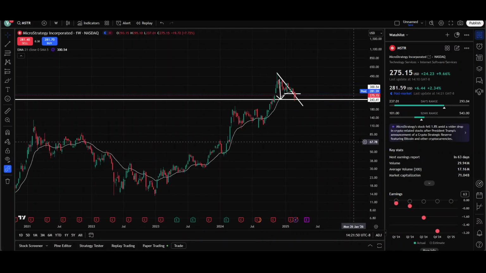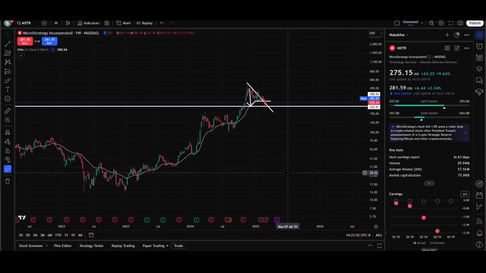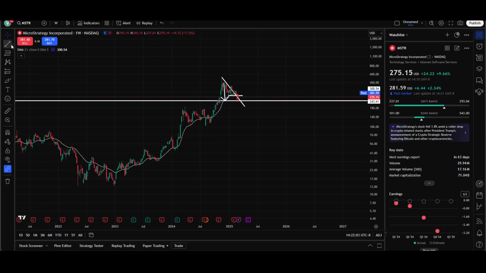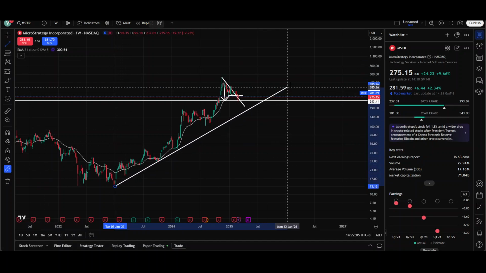Again, I don't want to butter you guys up. Nothing's guaranteed in the market. Let me repeat that again. Nothing is guaranteed in the market. Please manage your own risk with your stop losses or position sizing. So let's take a look at the weekly chart. Again, long-term trend still remains intact.